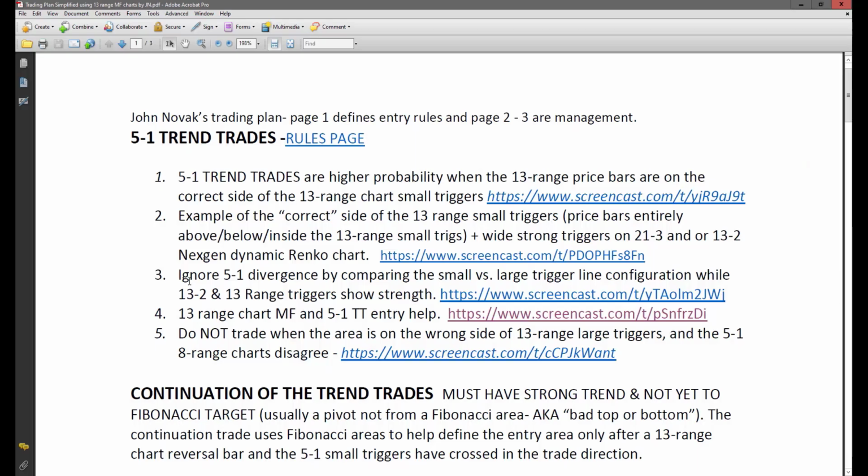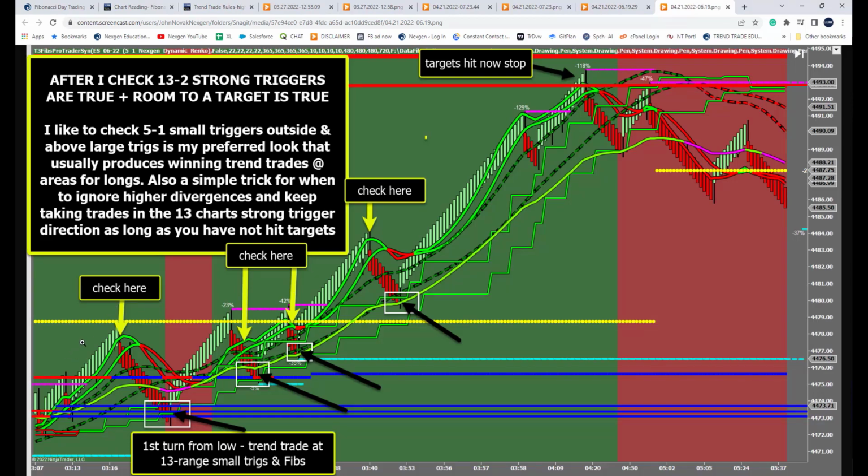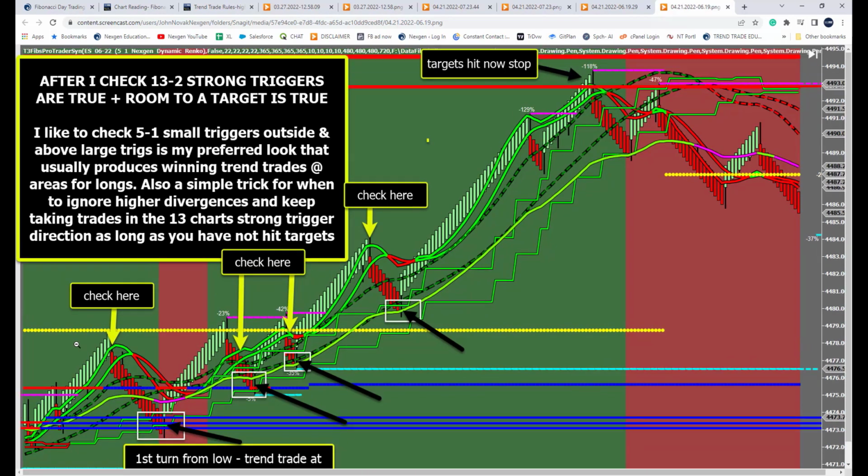So again, the next line in my trading plan says ignore 5-1 divergence by comparing the small versus large trigger line configuration. So, I made this picture for the class one day. I thought it was a really good picture, so I put it in here. After I check 13 strong triggers are true and room to target is true, I check the 5-1 small triggers and I say, where are they in relationship to the large triggers on my 5-1 chart?